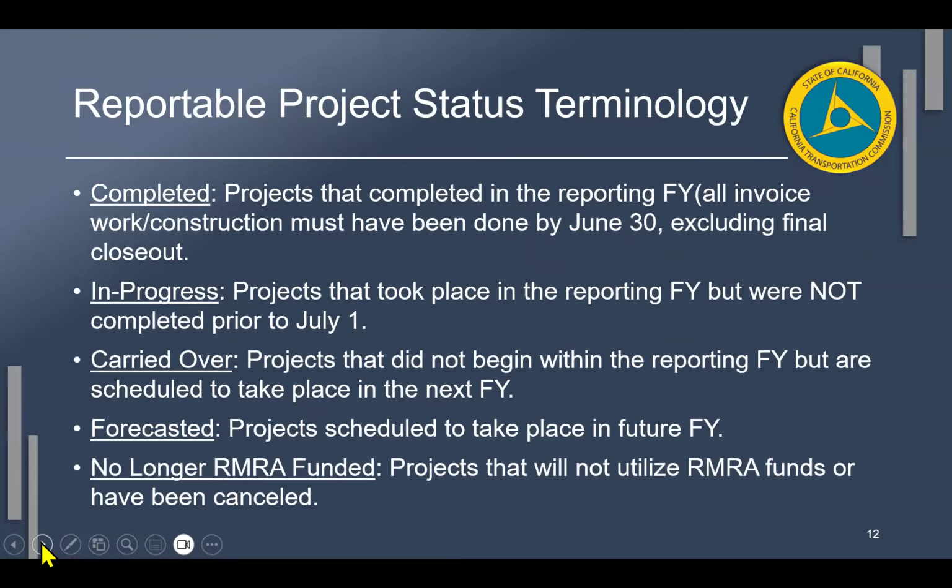So just a quick breakdown on our project status terminology. Completed, pretty self-explanatory. This does not mean that it has to be final closeout. It just means that it has to be overall open to the public, and all major construction has completed. It's usable. And it has to have been done within the fiscal year, so by June 30th, right? You've hit that status. In progress, it just means that it's been active within the year. It doesn't mean that it completed by June 30th.